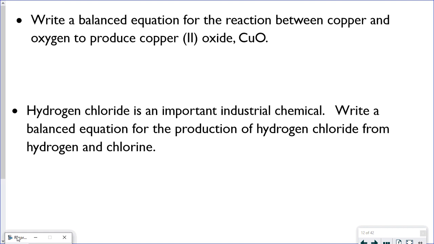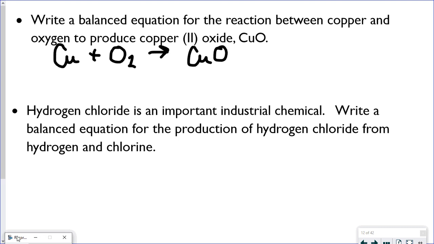So let's look at how to balance equations, and we're going to walk through several examples together of how to write these and how to balance these. So look at the first one. We want to write a balanced equation for the reaction between copper and oxygen to produce copper 2 oxide, which is CuO. So copper is Cu plus oxygen. Remember, oxygen is diatomic, so it will be O2. To produce tells us that's our arrow, and it produces copper 2 oxide, which it gave you as CuO.